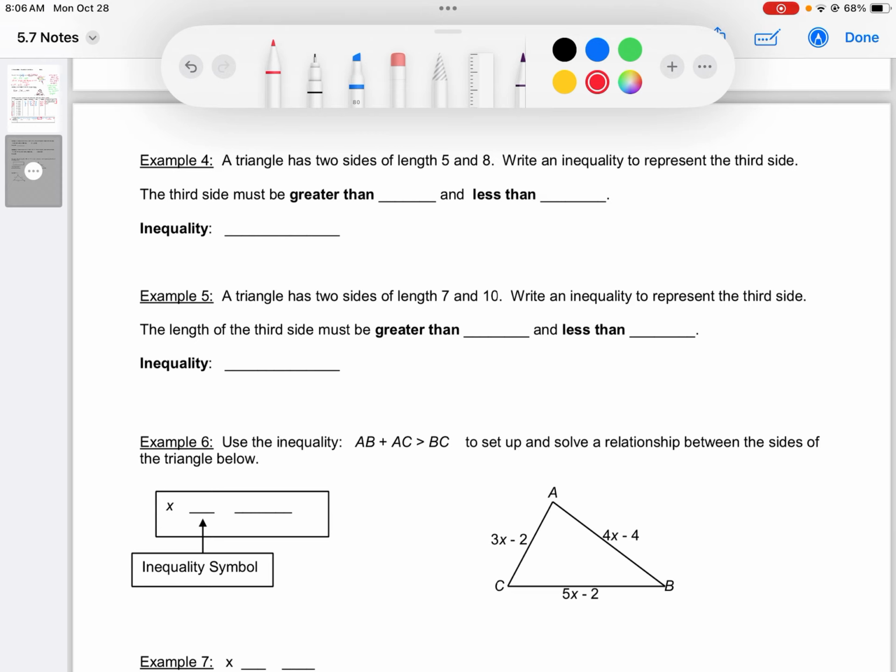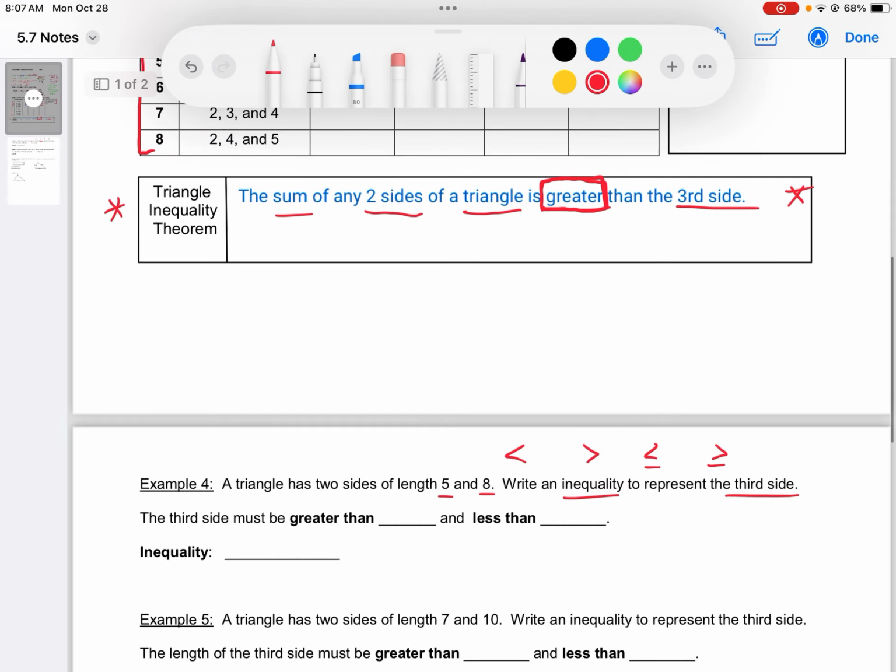All right, moving on. For example number 4, we are trying to come up with an inequality that expresses what the third side of this triangle could be. So remember, for inequalities, we're going to use signs like less than, greater than, less than or equal to, greater than or equal to. And to start off with, it says a triangle has two sides of 5 and 8. Write an inequality to represent the third side.